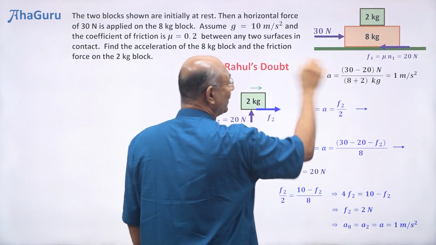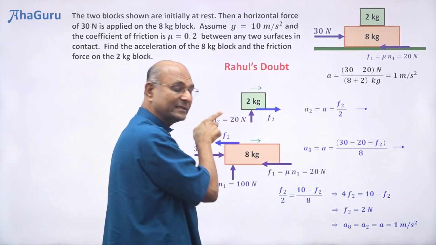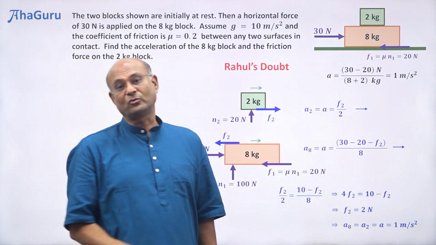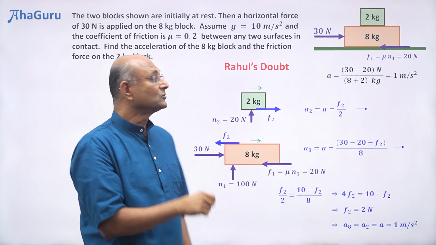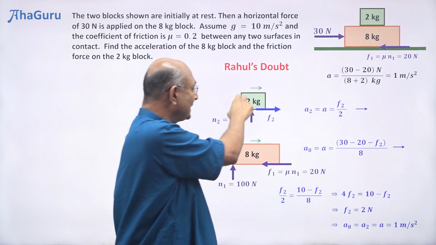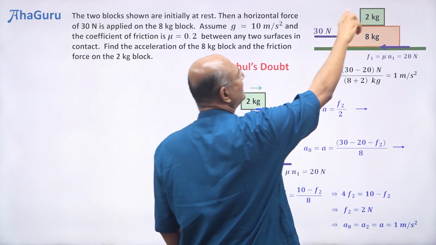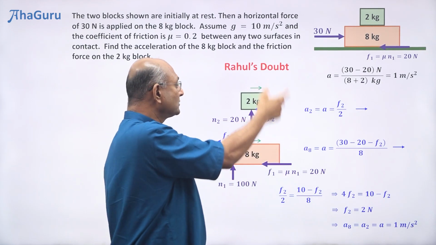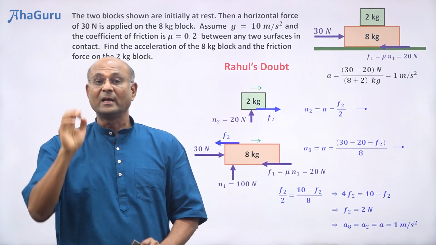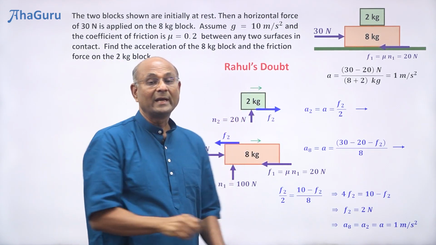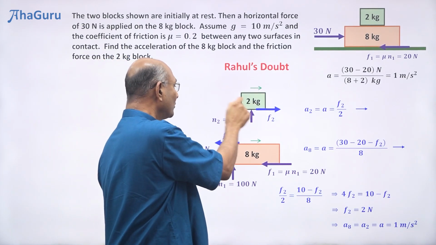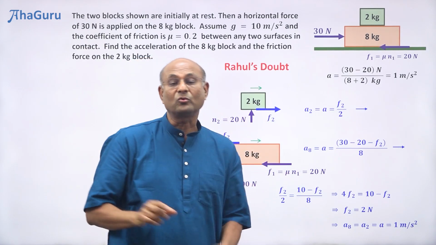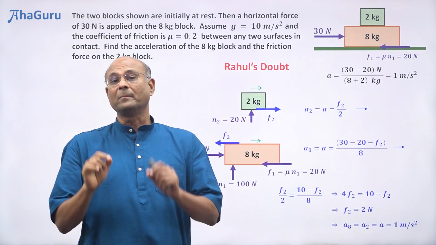Now that I know that this is 1 meter per second square, this fellow's acceleration is 1 meter per second square. That means F2 must be 2 times the acceleration. So it must be 2 newtons. So this is another way to solve. Once you have realized that these two are moving together, then you can treat it as a single combined block, solve it, find out the acceleration, and use the acceleration to find out the friction force. Key point: this friction force is not equal to mu times N2. It is not equal to 4 newtons. It is just equal to 2 newtons. It is less than mu times N.